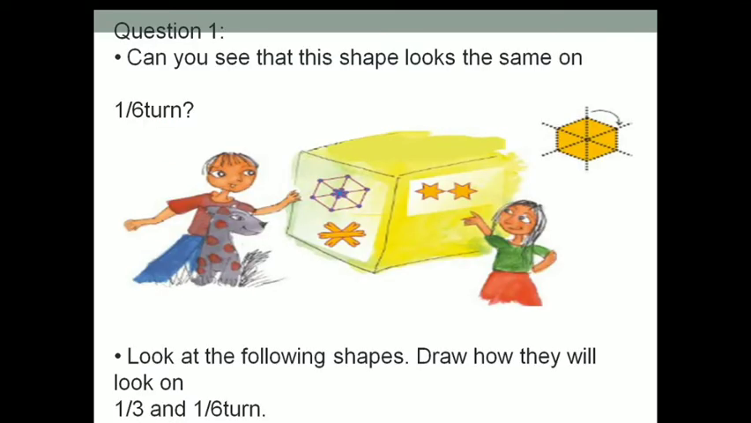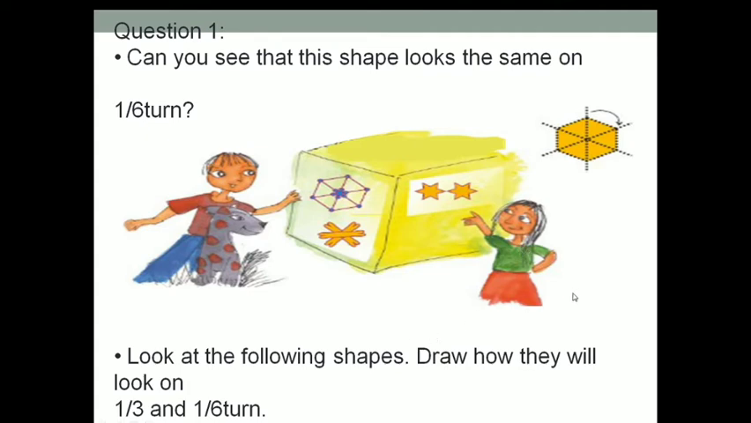Here is question 1. Can you see that this shape looks the same on a 1/6 turn? Now look at this figure. In 1/6, the denominator shows 6. That means to turn the object we have to take a shape with six sides, which is a hexagon. With this shape and this box having 6 faces, one boy and one girl are doing this activity.